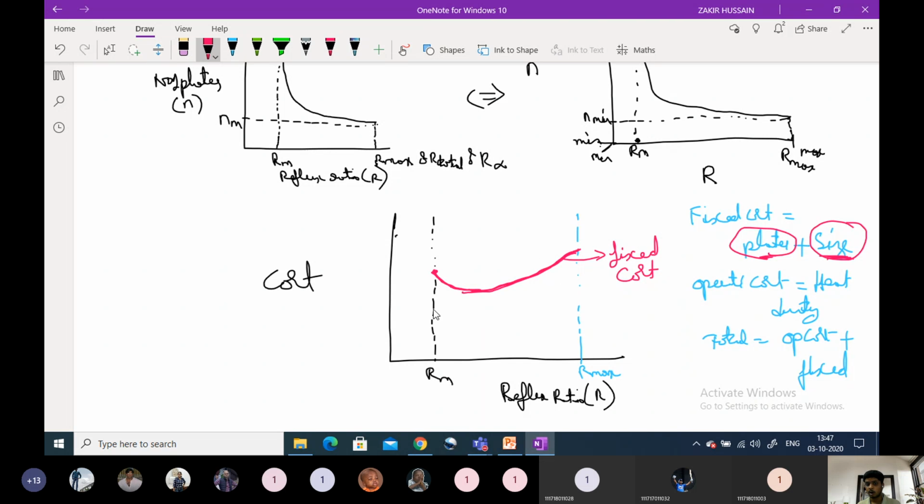Okay, if you see the operating cost at minimum reflux ratio, the heat duty to the condenser and reboiler will be very low.